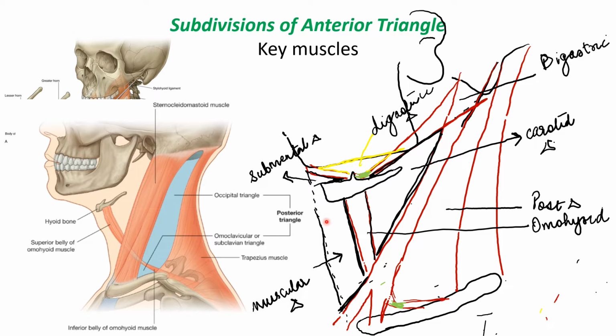Now, although we are making these subparts of triangles, please remember that structures are going to transgress these boundaries. They're going to move from one boundary to the other. It's just for our understanding of placement of structures, and sometimes when we see pathologies in the area, to know what would be the underlying structures. This is all for that. Otherwise, structures will move freely from one triangle to the other. Some may remain, but some may move freely. For example, the blood vessels and the nerves are going to transgress from one triangle to the other.